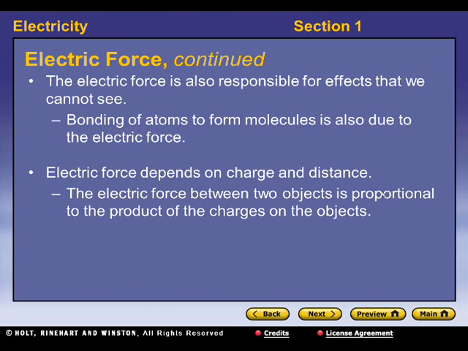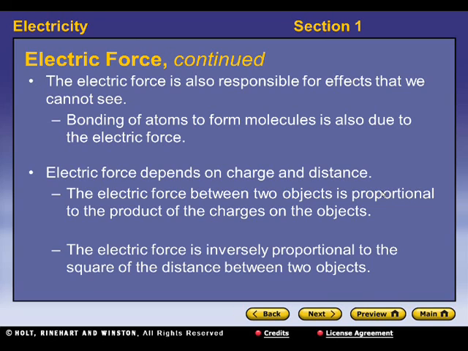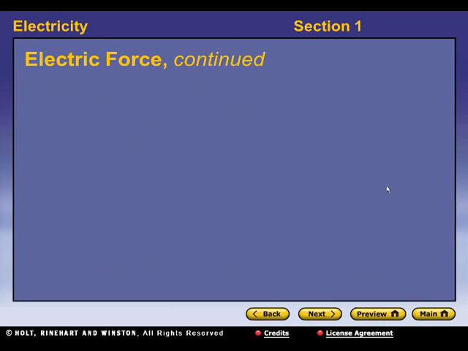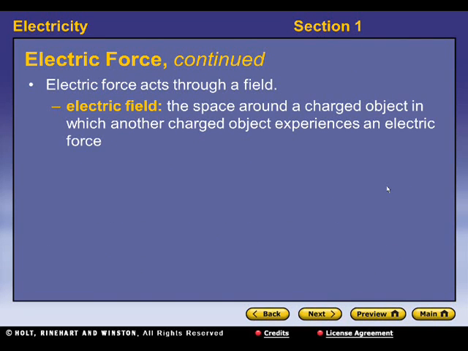Electric force depends on charge and distance. The electric force between two objects is proportional to the product of the charges on the objects, and it's inversely proportional to the square of the distance between the two objects. If you'll remember back to our study of gravity, the force of gravity was a constant with the mass of one times the mass of the other divided by the distance between them. And as the masses got larger, the force got stronger, or as the distance got larger, the force got weaker. Same kind of deal here with electric force and electric charges: if the charges are greater, there's more force. If they're farther apart, there's less force.